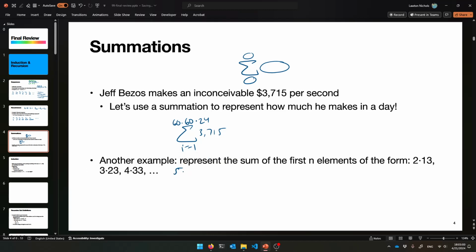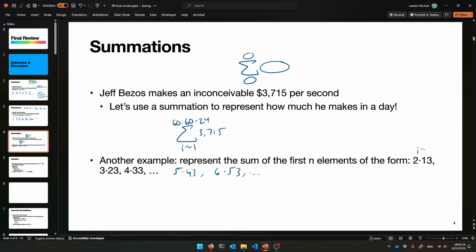It would be 5 times 43, yeah? And then 6 times 53. See the pattern there? So it's always getting bigger by 10 on the right side, and on the left side it's getting bigger by 1. And so let's come up with a formula for this.